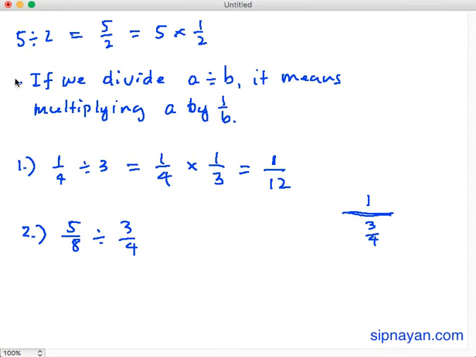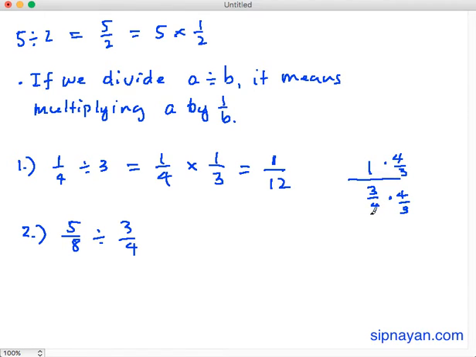Tapos, ulitin natin. 1 over 3/4. Ngayon, pag may fraction tayo, ayaw natin ng fraction dito sa denominator. So, para matanggal to, magiging times 4 over 3. Pag nag-times 4 over 3 ka dito sa denominator, dapat magta-times 4 over 3 ka rin dito sa numerator. Okay? So, ano mangyayari dito?